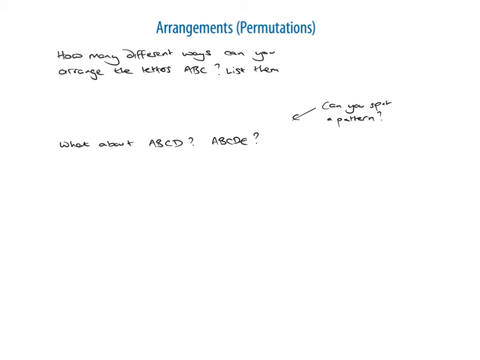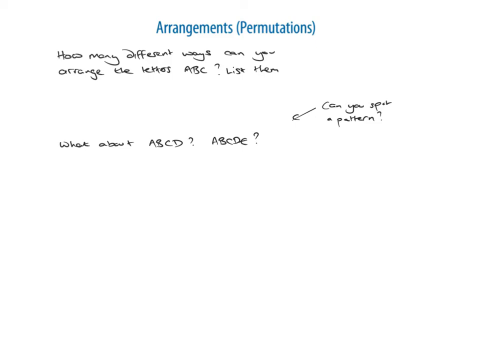Hi guys, in this video we're going to look at what are called arrangements, otherwise known as permutations. So here's a quick question for you: how many different ways can you arrange the letters A, B, C? I want you to list them. Think of 3 people and 3 different chairs: how many different ways could you arrange Adam, Ben and Charlie? The way to do this is just by brute force, and that's what I want you to do.